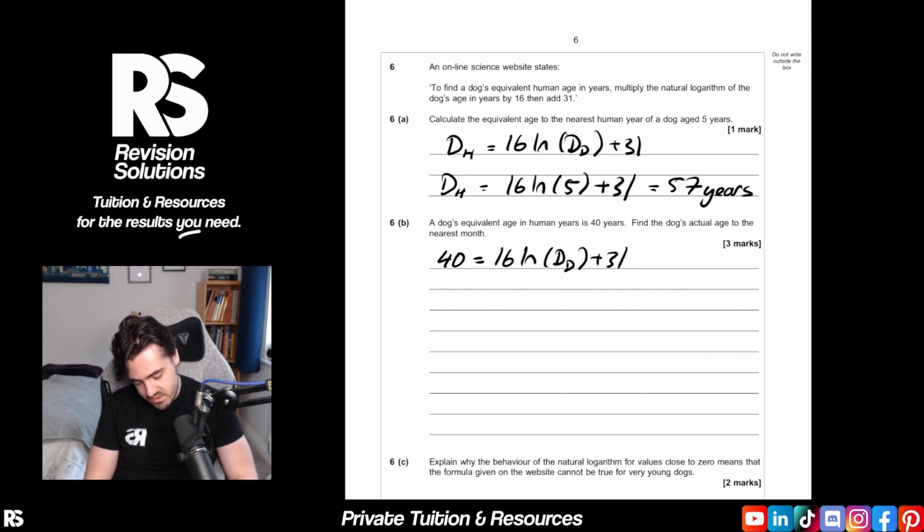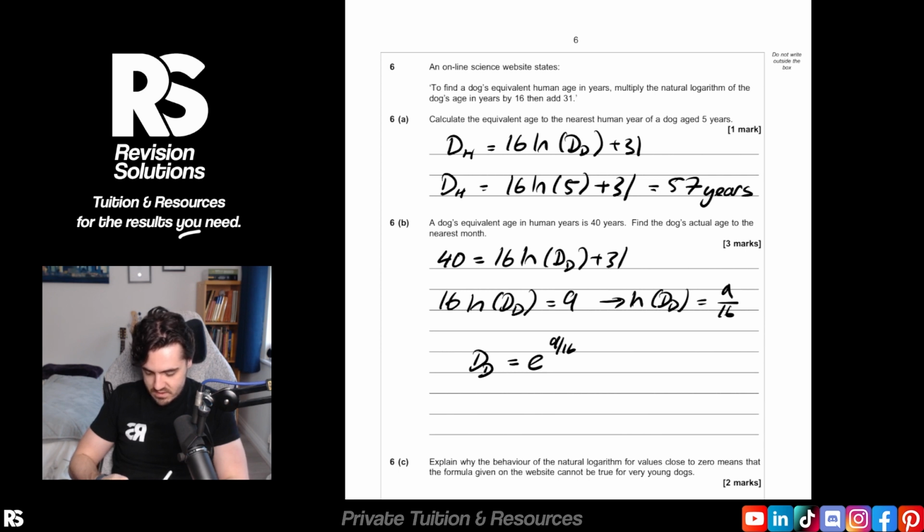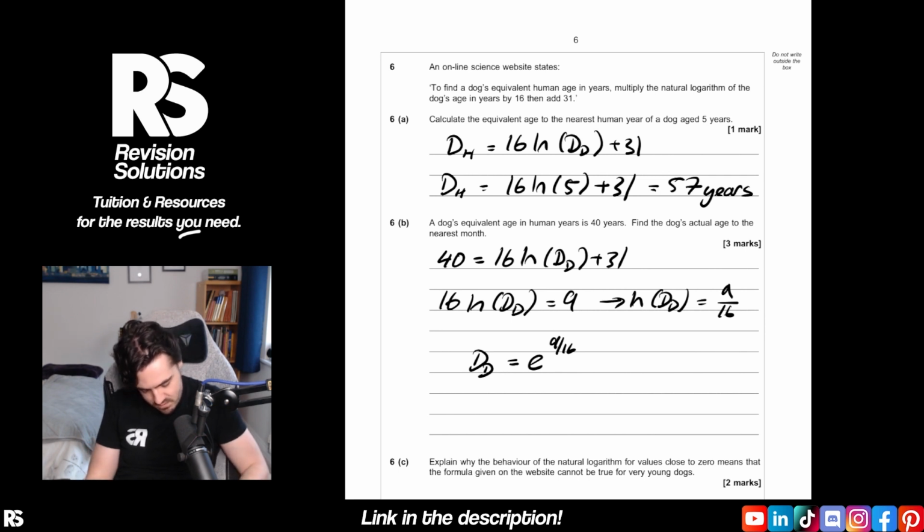If I just take away 31 at first, I'd have 16 ln of the dog's age in dog years would be 9. So that would mean the natural log of the dog's age in dog years would be 9 over 16. And then just using the definition of a logarithm, we'd say the dog's age in dog years would be e to the power of 9 over 16. So if we put e to the power of 9 over 16 in our calculator, that gives me 1.7551.